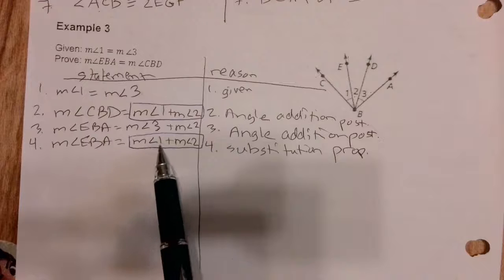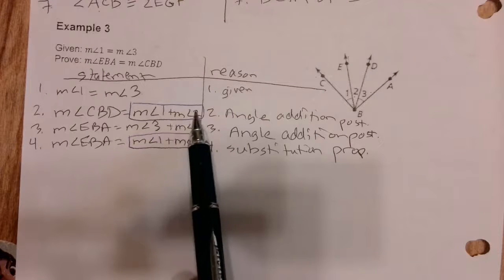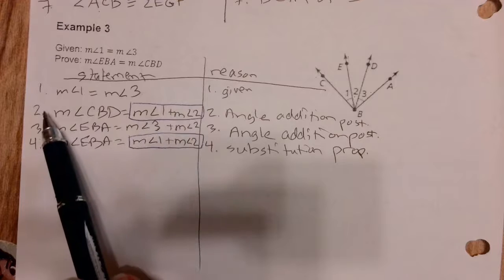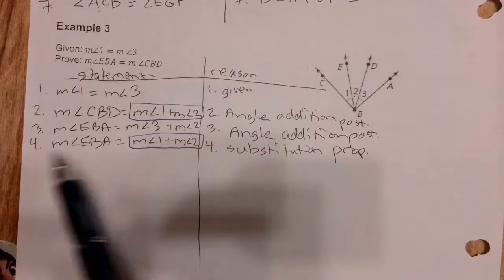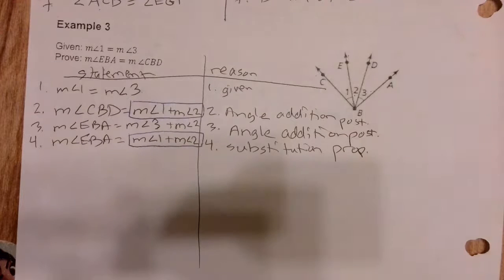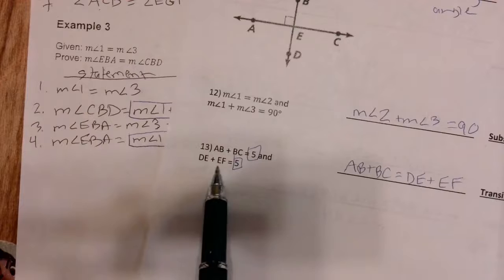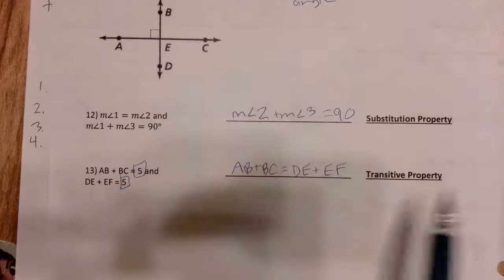Do you see the measure of angle 1 plus the measure of angle 2? This one is the measure of angle 1 plus the measure of angle 2. We have two lines, line 2 and line 3, line 2 and line 4, where the right sides are exactly the same. That's number 13 on the Train the Brain.